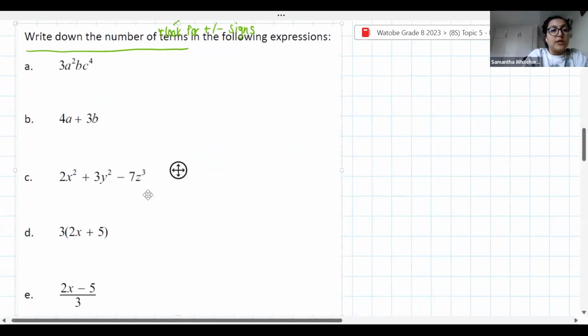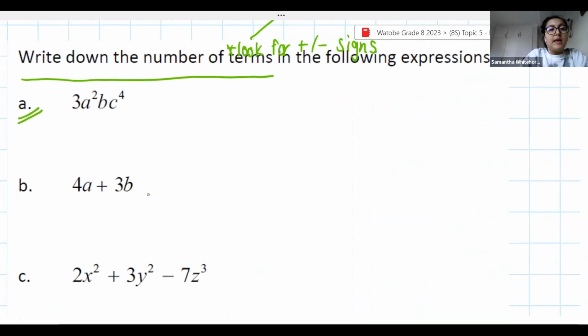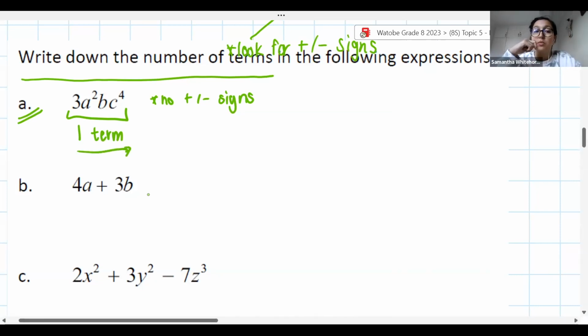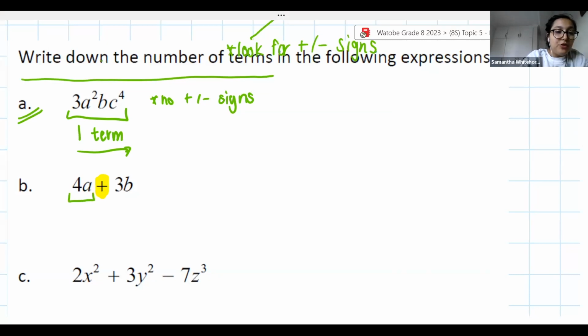So if we start with question A, I'm just going to make this a touch bigger. Question A has no plus or minus signs. So let's put a little note for ourselves here, no plus or minus signs, which means that there is only one single term to this expression. So this expression has one term and one term only. However, when I then get to a question like question B, I can see I've got a plus sign there. And what that is doing is it is separating my first term of positive 4a from my second term of positive 2b. And so this expression in B has 2 terms.